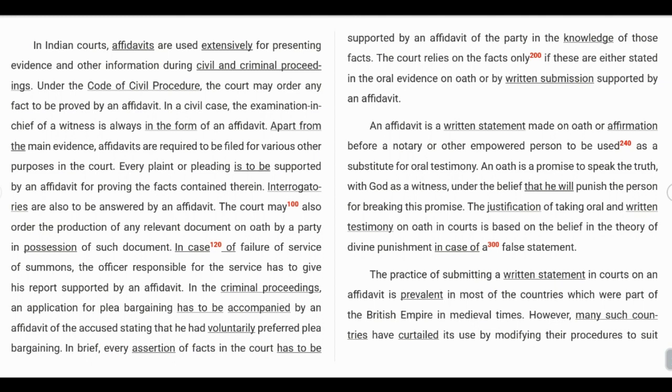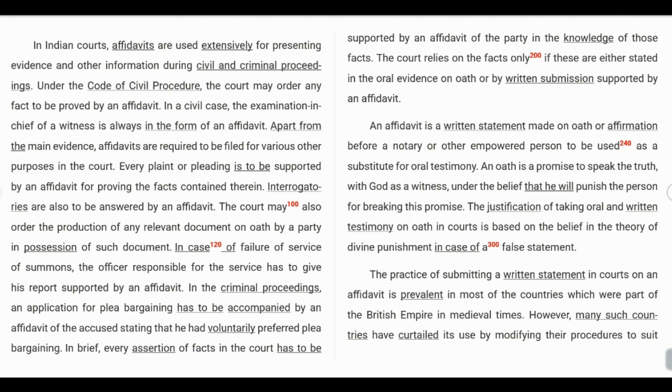Apart from the main evidence, affidavits are required to be filed for various other purposes in the court. Every plaint or pleading is to be supported by an affidavit for proving the facts contained therein. Interrogatories are also to be answered by an affidavit. The court may also order the production of any relevant document on oath by a party in possession of such document.